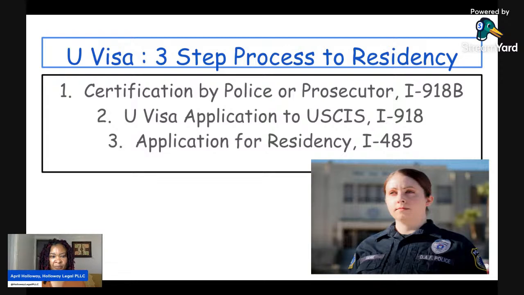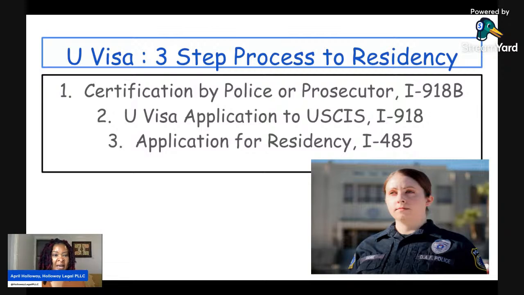That's number 2. U visa application is sent to USCIS. That is form I-918. At this step is where you can add other family members to be designated as U visa derivative applicants. So if you have a spouse that you want to apply for, you have a child that you want to add, this is the time period where you do that.